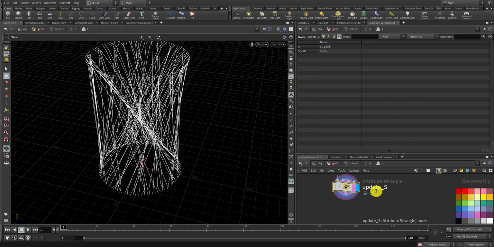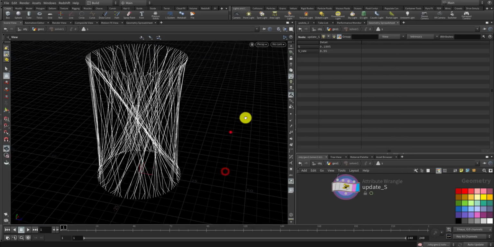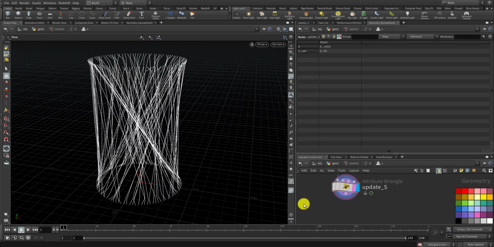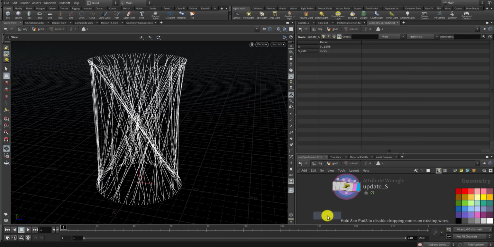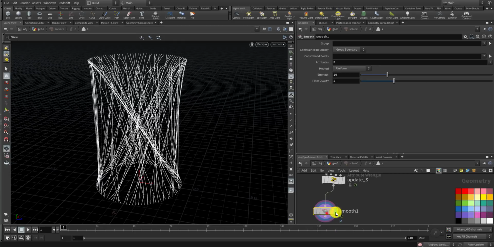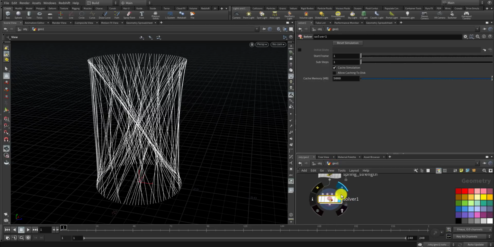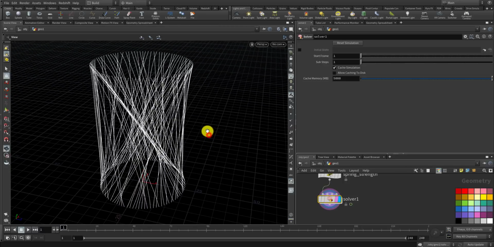I'm gonna set update S. And then finally, since it doesn't look smooth, and for each iteration it's better to have a smooth curve to calculate the springs and so on, I'm gonna connect the smooth node here and set it to just use it as a normal parameter. Let's go back and see what the effect will be by running the solver.